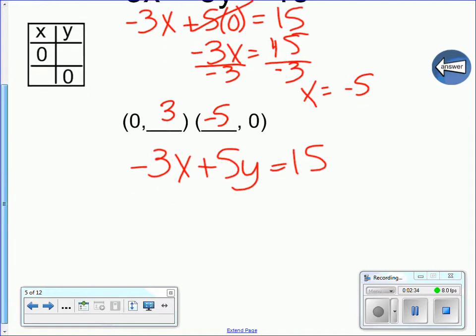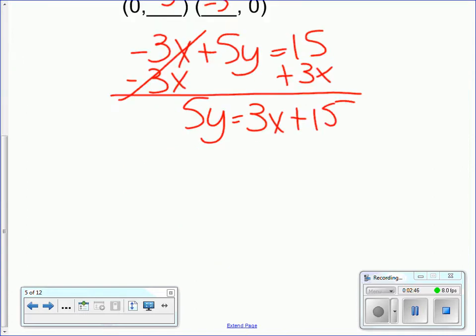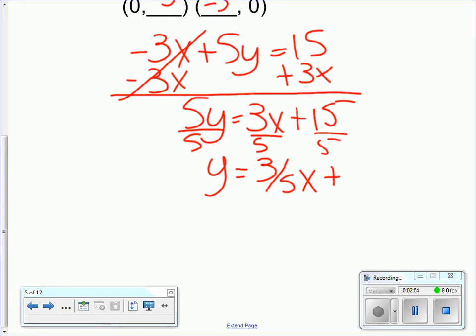I'm going to add 3x to both sides, and I get 5y equals 3x plus 15. I divide everything by 5, and my equation is y equals 3/5 x plus 3. So then my slope is 3/5.